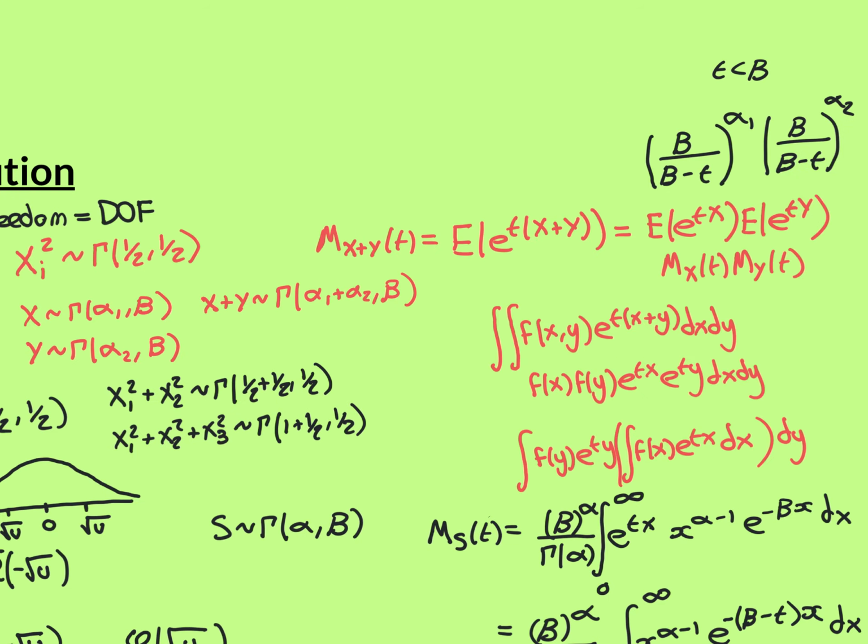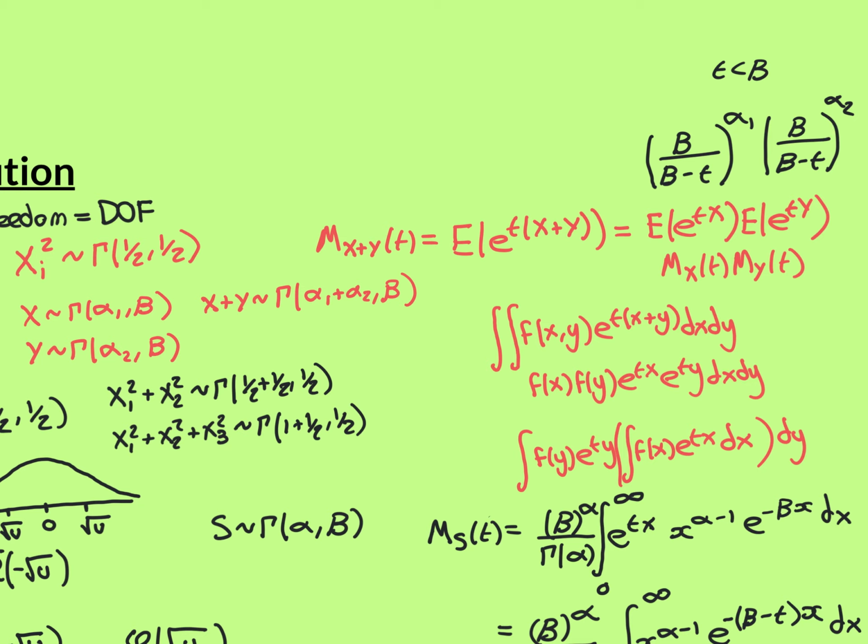So now back up to here then. We were trying to work out the moment generating function of our random variable X plus Y, and we said because X and Y were independent, it's the moment generating function of X times the moment generating function of Y. Now X is gamma distributed alpha 1, beta, and Y is gamma distributed alpha 2, beta, and now we know what the moment generating function for a gamma distribution is. So the moment generating function of X is going to be beta over beta minus t to the power of alpha 1, and the moment generating function of Y is going to be beta over beta minus t to the power of alpha 2.